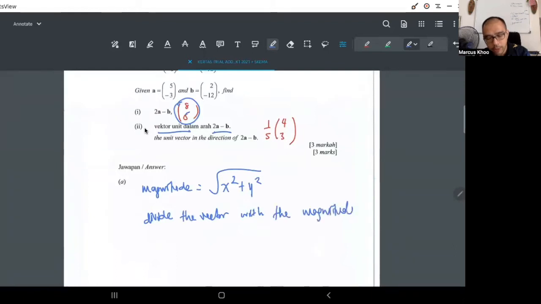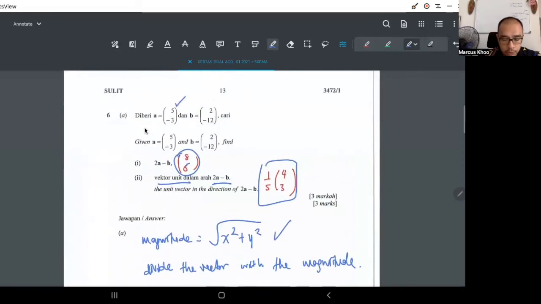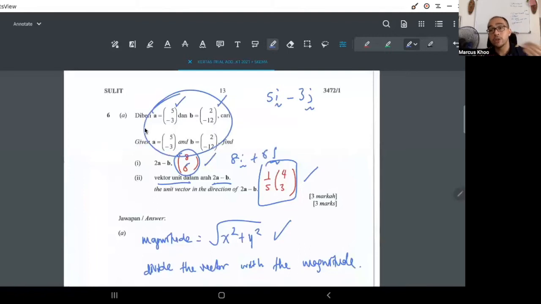Okay, magnitude yang kamu kira di sini bahkan kasih bahagi saja, and you will get this answer. Okay, notice that bila soalan memberi dalam bentuk begini, kita beri jawapan dalam bentuk begini juga. Jangan juga kamu pergi 5i minus 3j. Then after that, your final answer also 8i plus 6j. Cannot, because the question give in this form. So your answer should also be in this form.